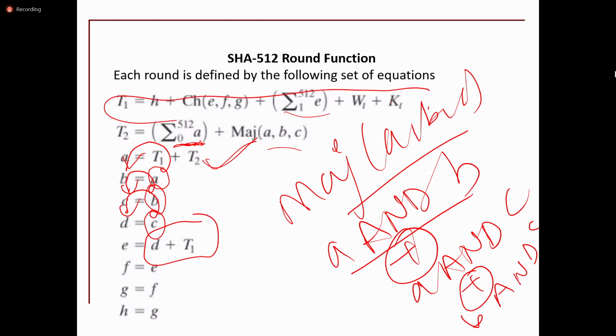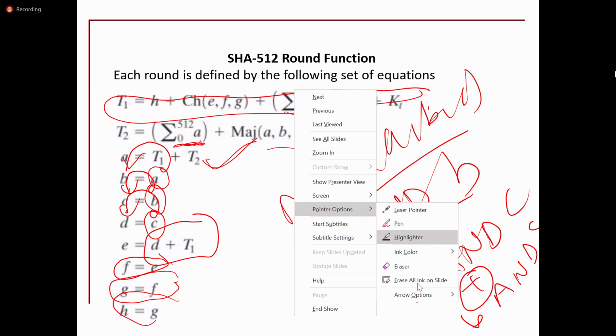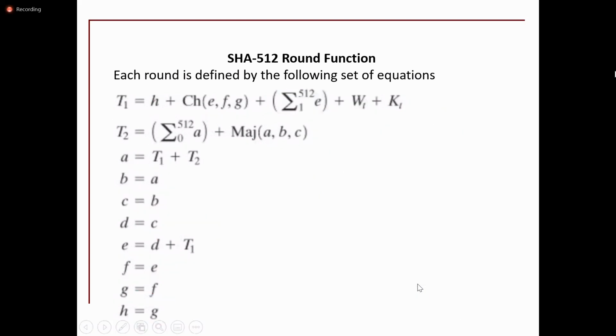So whatever the result it is getting, it will take T1. And then E value will be copied to F, and F will be copied to G, and G will be copied to H. So in this manner, the buffer values will be changed, and then it will be given to the next round.